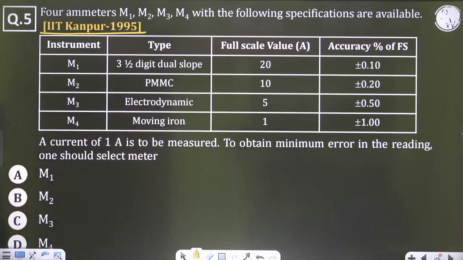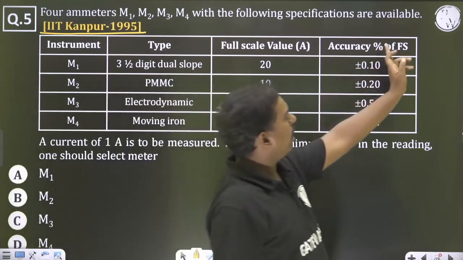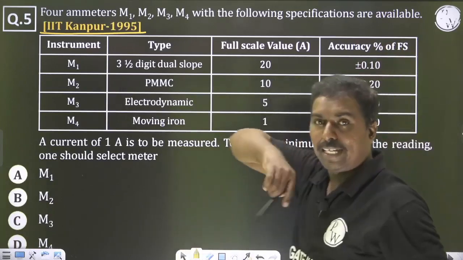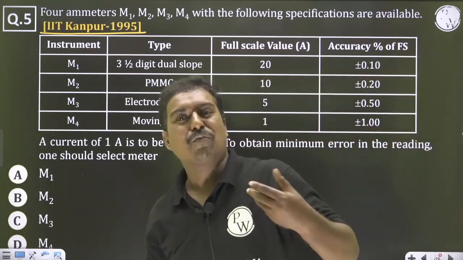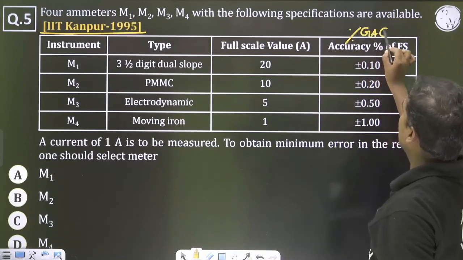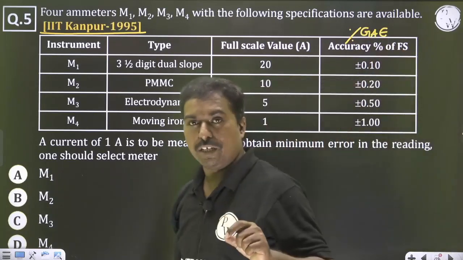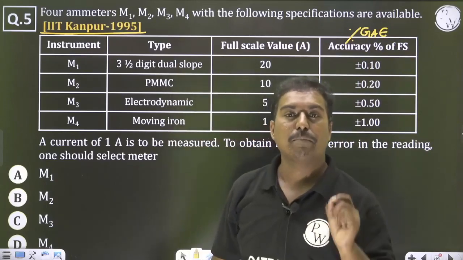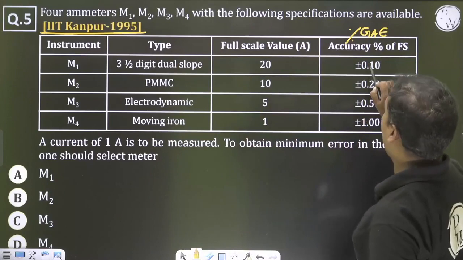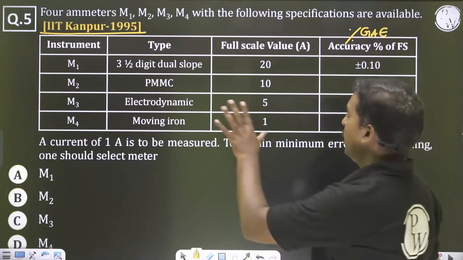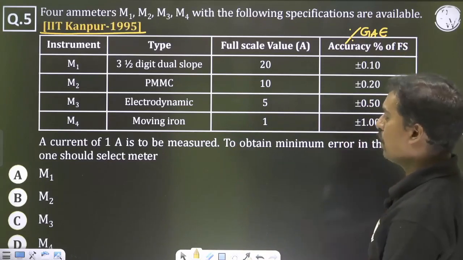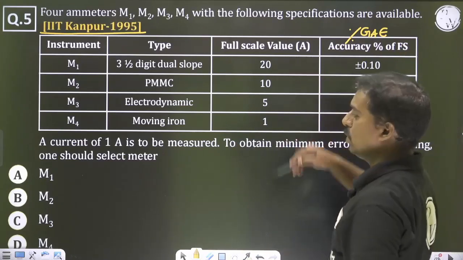Here, accuracy as a percentage of full scale means what? He is expressing the accuracy with reference to full scale value, which means this is the percentage of guaranteed accuracy. So he has given in the question for each instrument the percentage of guaranteed accuracy. M1 has 0.1% guaranteed accuracy error, M2 has 0.2%, M3 has 0.5%, M4 has 1%, and the full scale values are given.